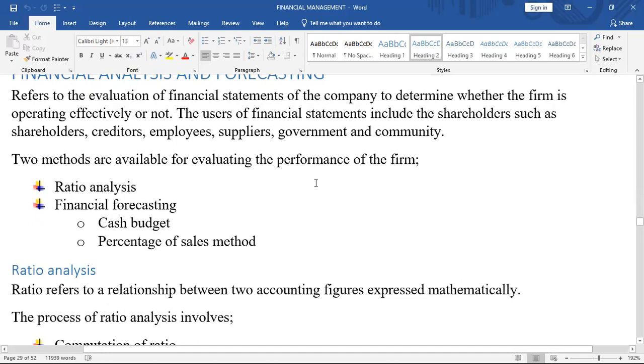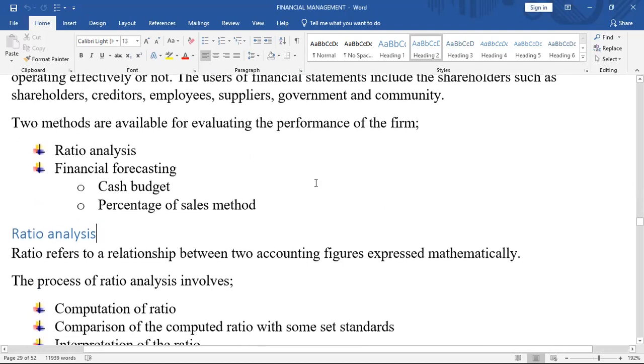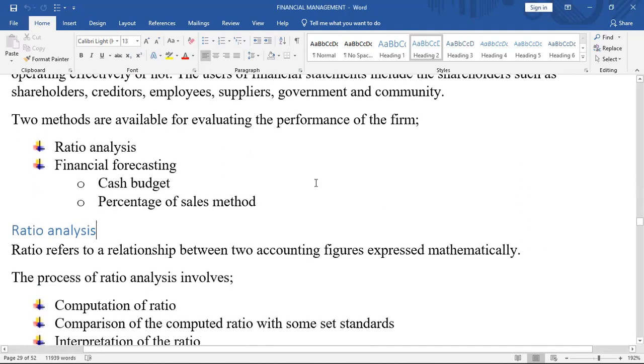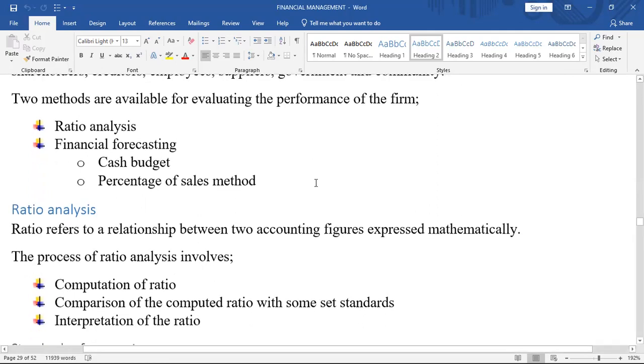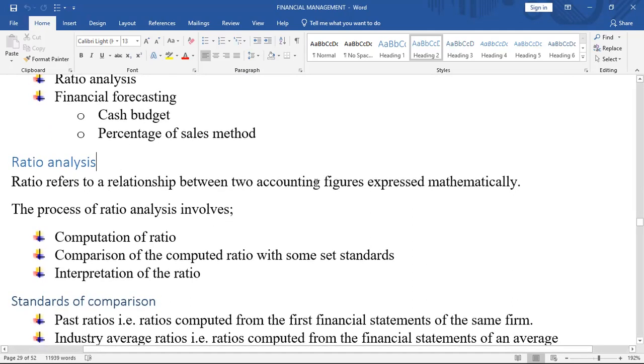So two methods are available for evaluating the performance of the firm. One, we normally do the ratio analysis. Two, we have to be looking at the financial forecasting. For those who did management accounting earlier on, they came across the cash budgets. And then I will go through the percentage of sales method later on. So let me first look at the ratio analysis.